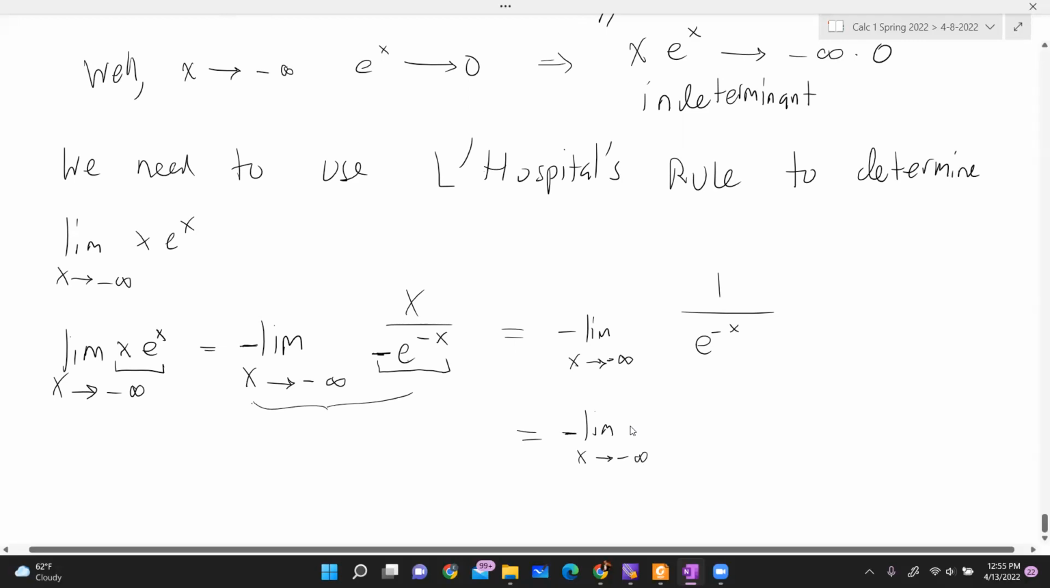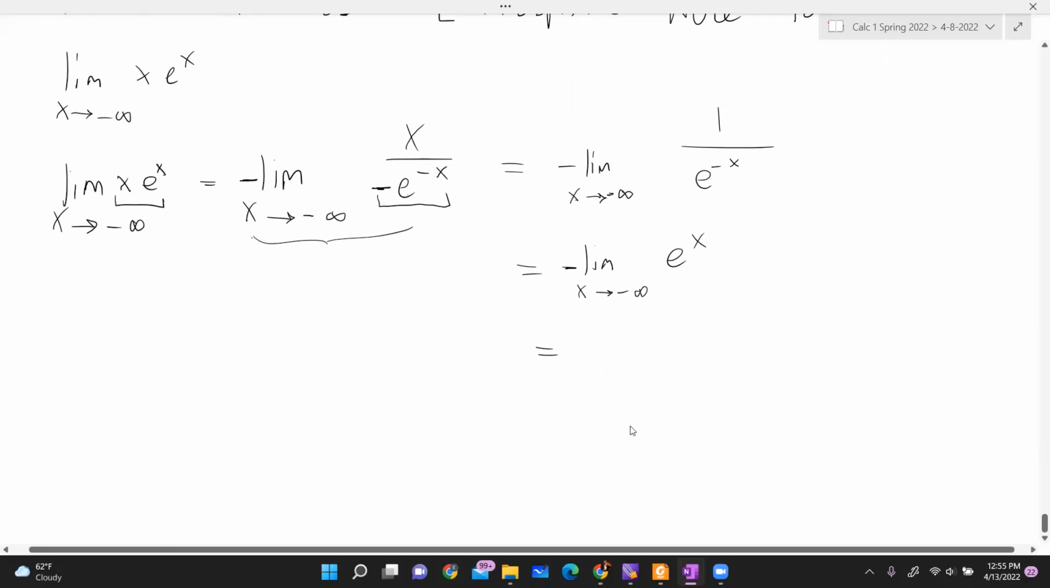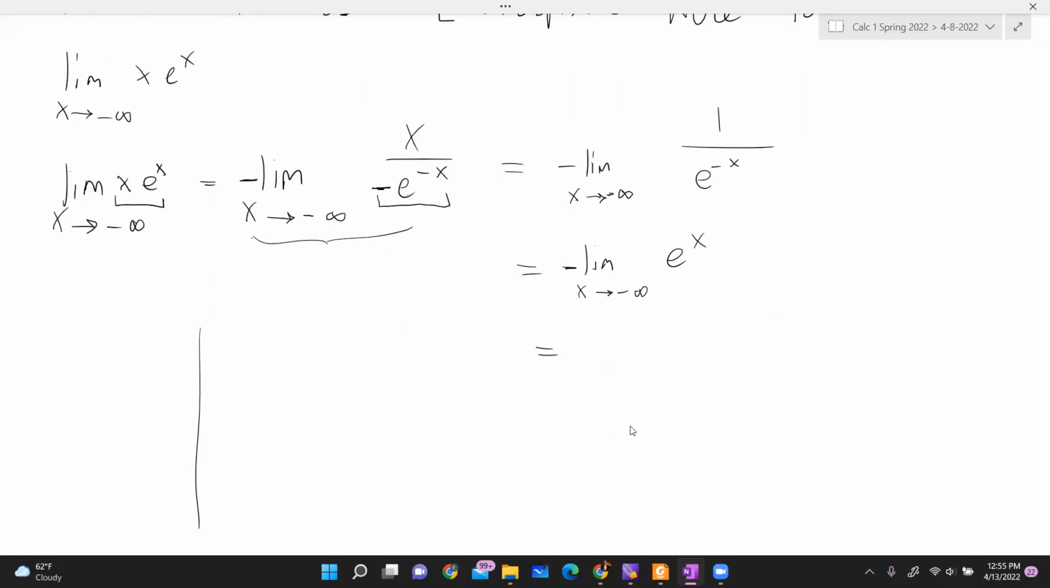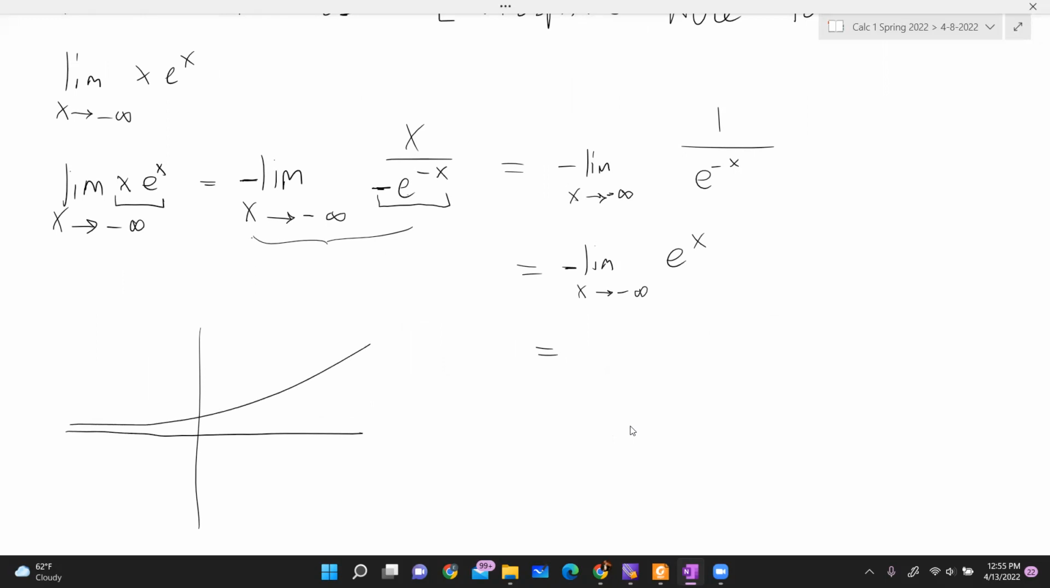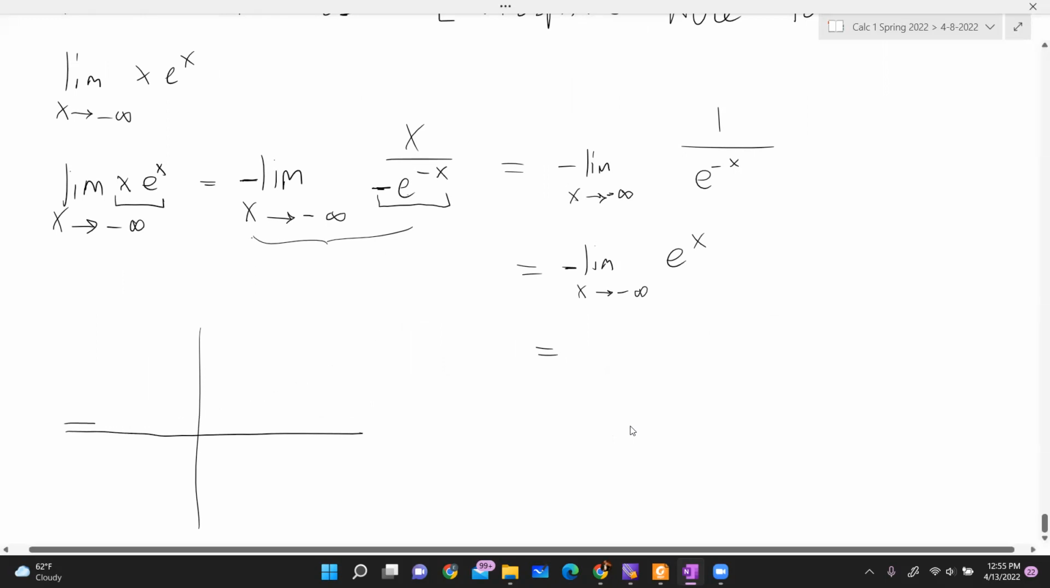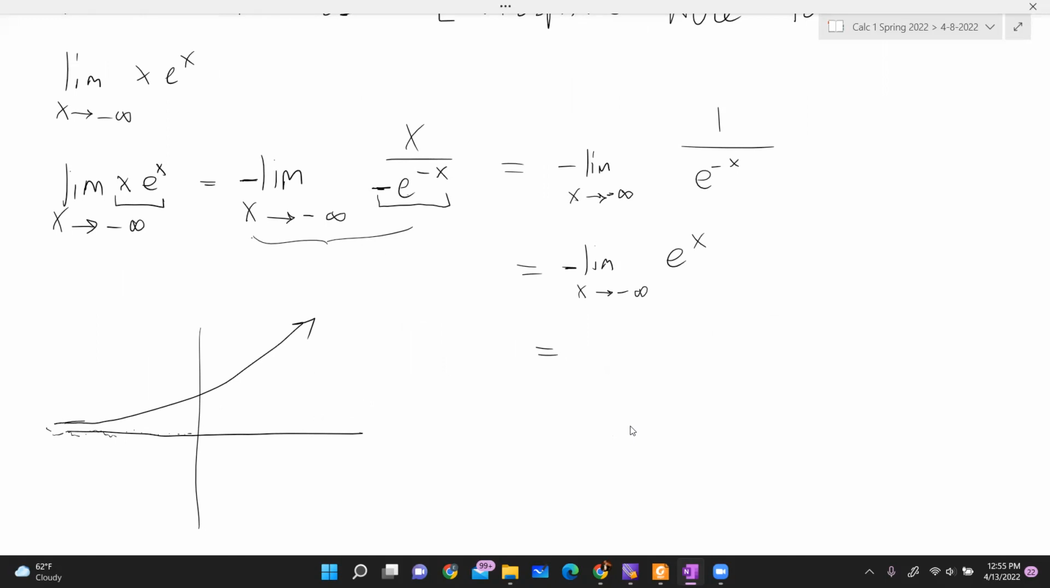We have this negative still. And then at this point, we can flip this back in the numerator. And as x goes to negative infinity, e to the x is going to go to 0. Just so we're clear as to why that happens, let's draw the graph of e to the x. Recall, e to the x looks like this, something like that. So as x marches to negative infinity, the function is just going towards 0. So this limit is going to be negative 1 times 0, which is just 0.